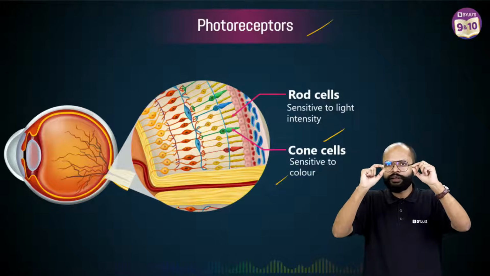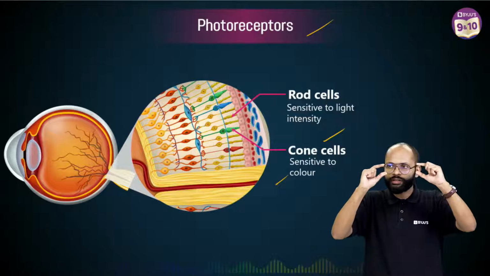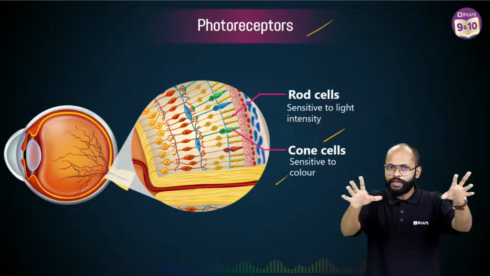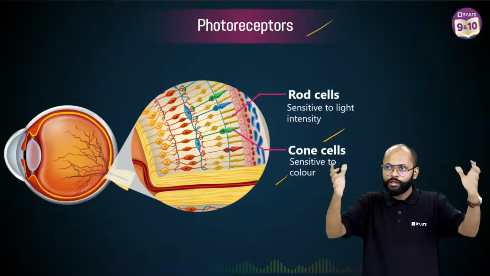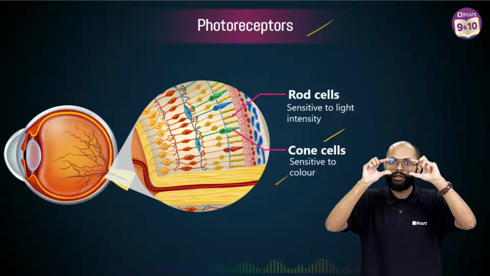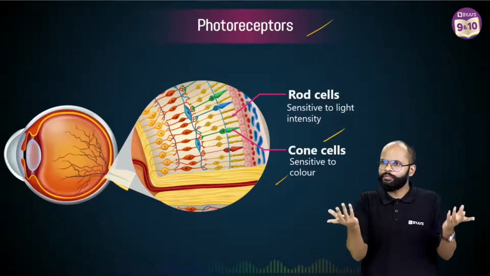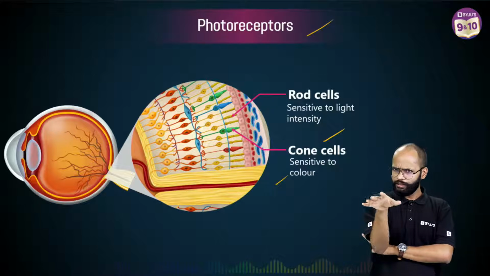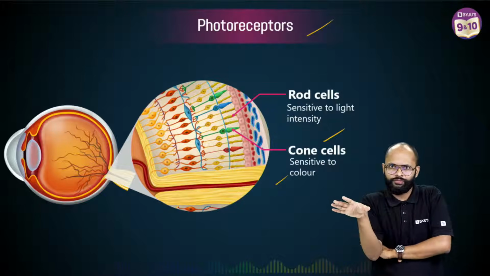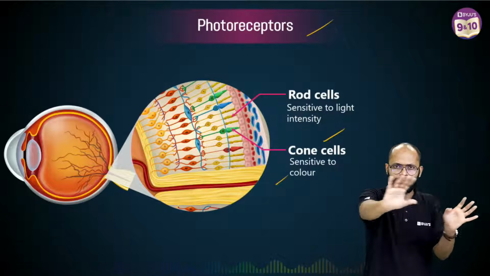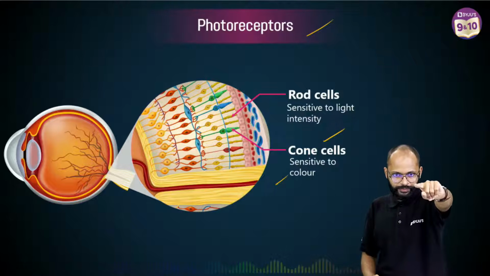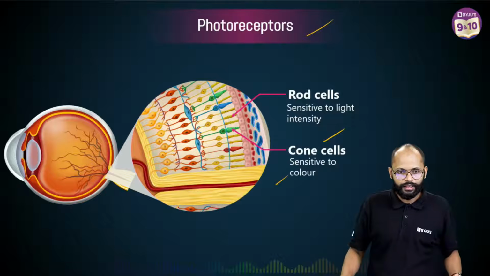Your pupil will keep on increasing slowly, because your eyes are sensing it is very dark. I should open my pupils more to get more light. Pupils slowly keep on increasing. Rod cells keep on activating, and that's how after some time you think, yeah, I can see good enough. I know what is there. You might have experienced this, right? Everybody has experienced this.